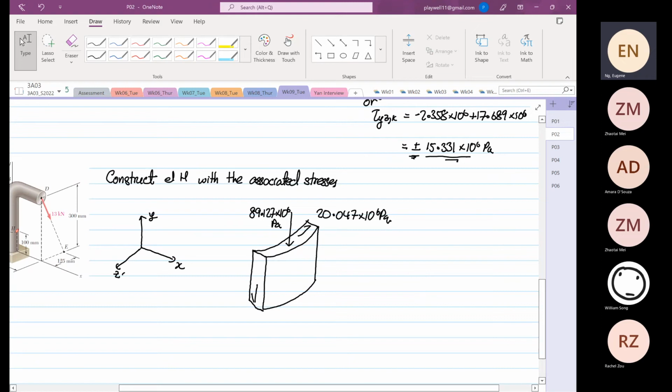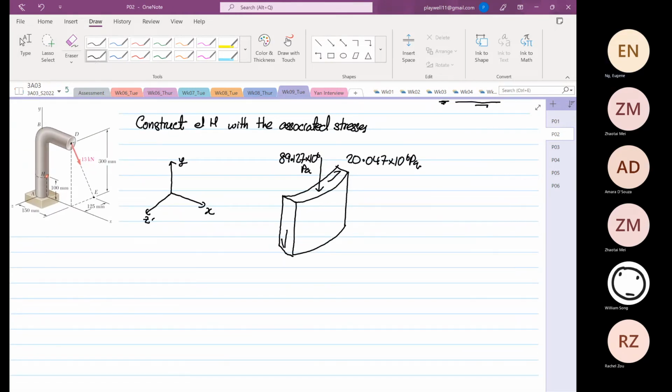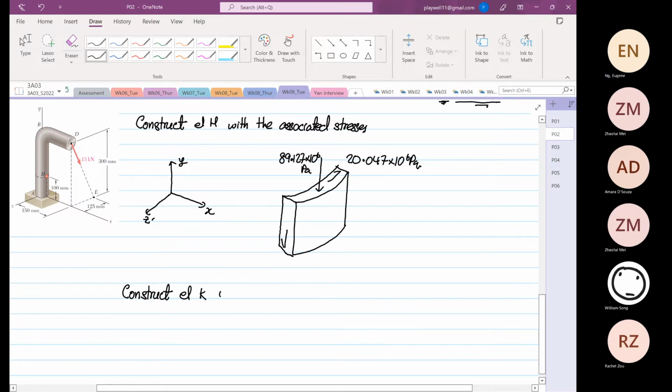The arrow over there. Okay, so this is element H. Now we're going to construct element K with the associated stresses.